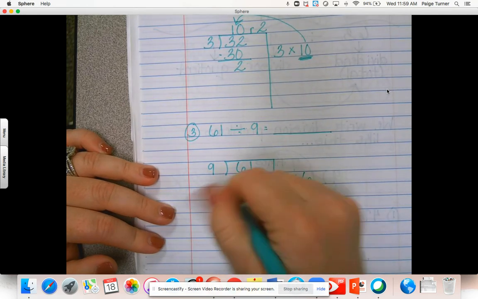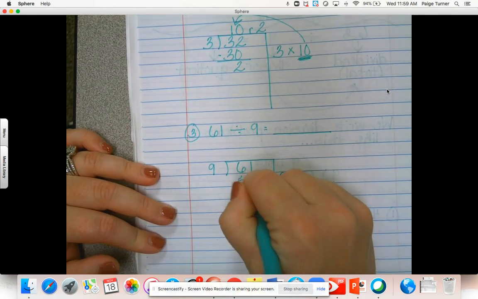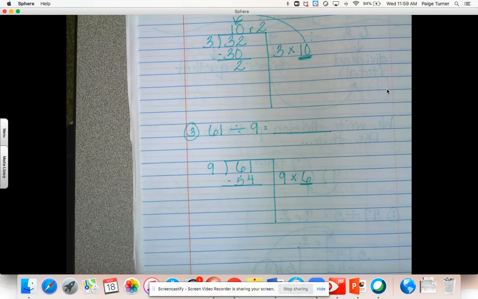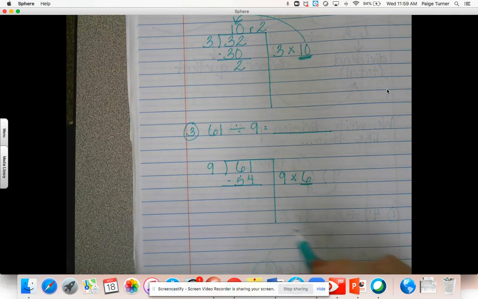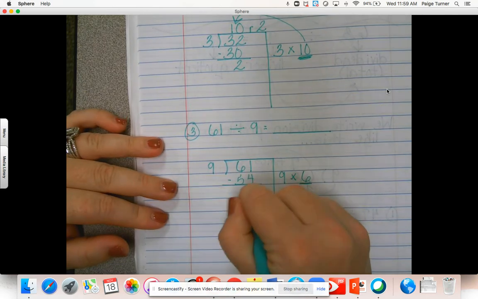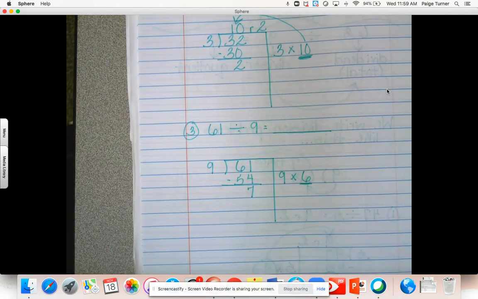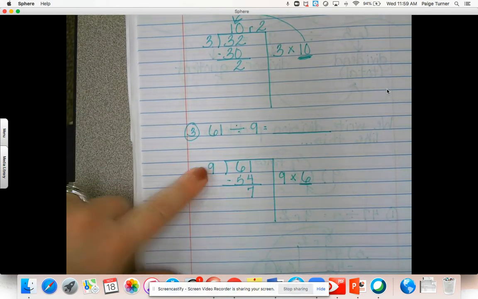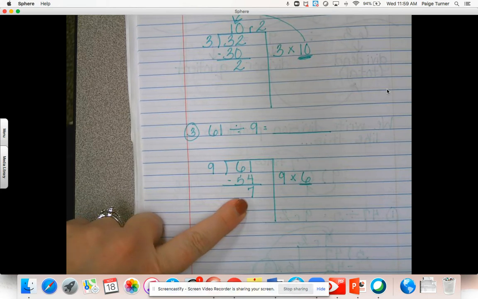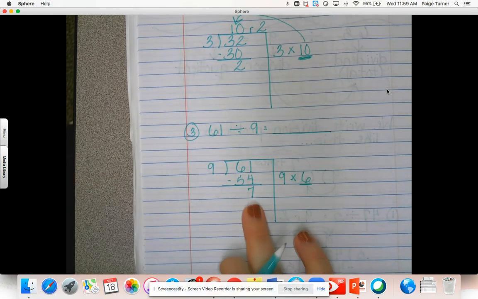9 times 6 is 54, so we'll subtract 54 from our total of 61, and we'll see what we've got left over here. Well, 61 minus 54 is 7. So then we want to know, how many times can we count by 9 to get to the number 7? Well, we can't, right? Because 7 is smaller than 9, so that means we're done.